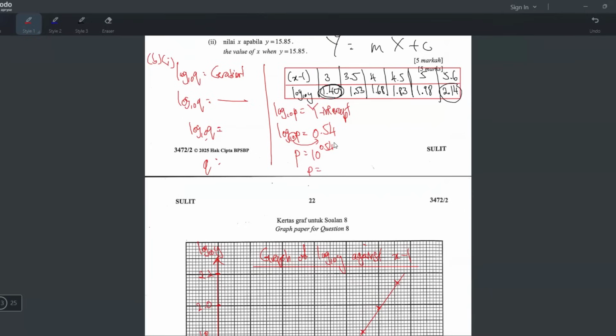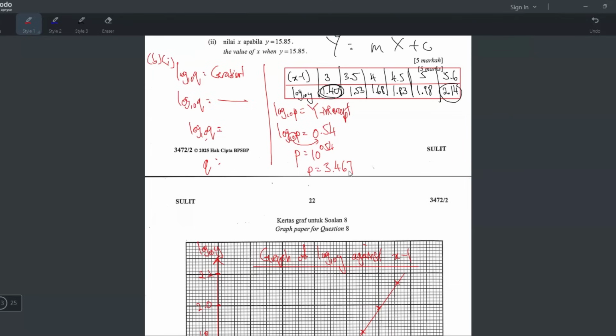Okay, let's write 4 significant figures. So 3.467. The next digit is 3, so we don't need to round off. So that should be it. Alright, that's my P answer. Now, what about my Q?